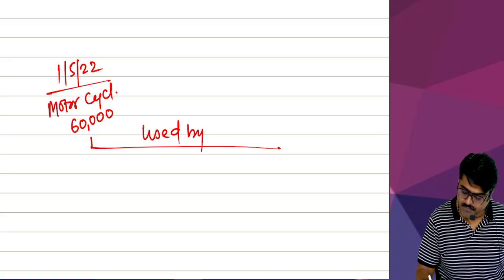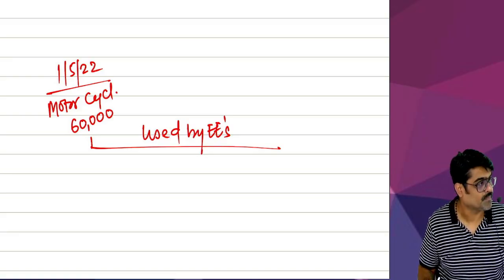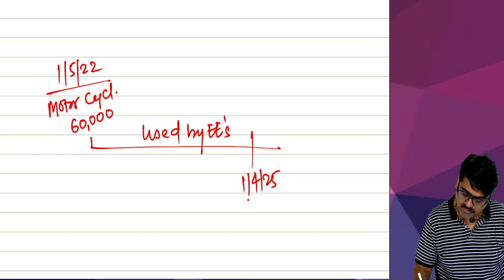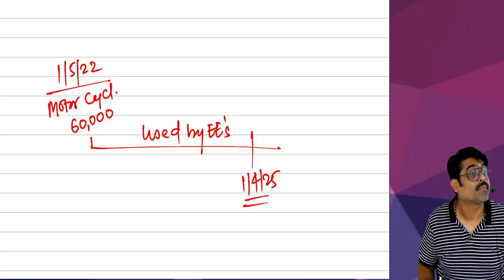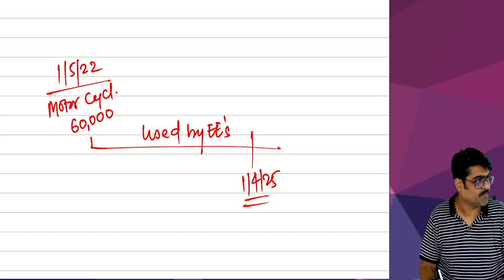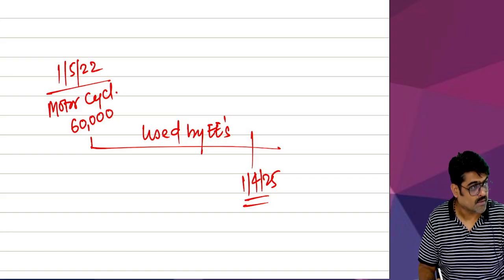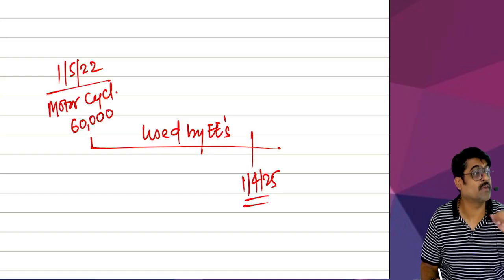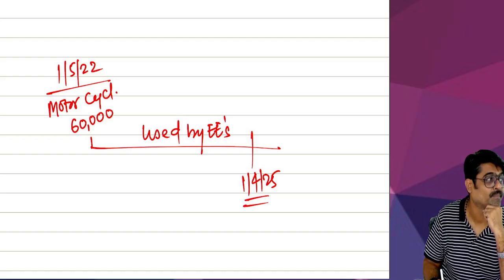Used by the employee's son, meaning the employee only. Yes or no? Now tell me, as on the 1st April of the previous year, this motorcycle is still with the employee. So April month the employee's son is using it, May month also, June month also. And this motorcycle is sold in this same year to the employee for how much? 30,000.